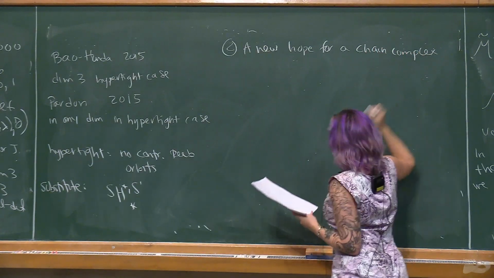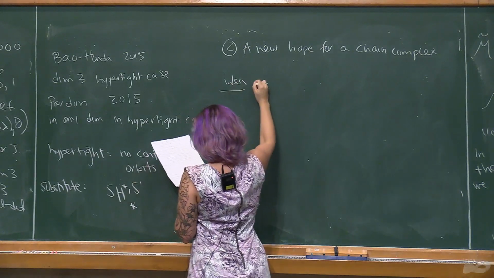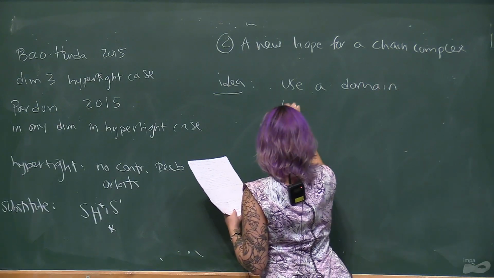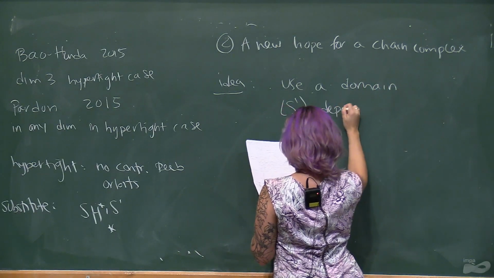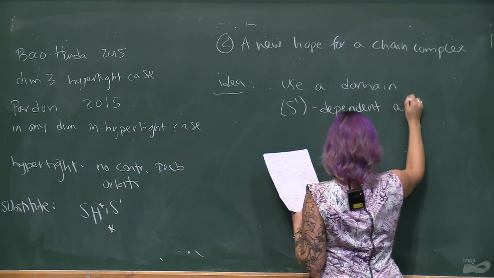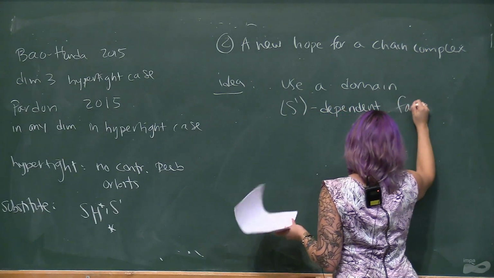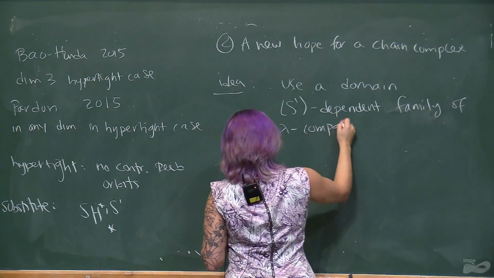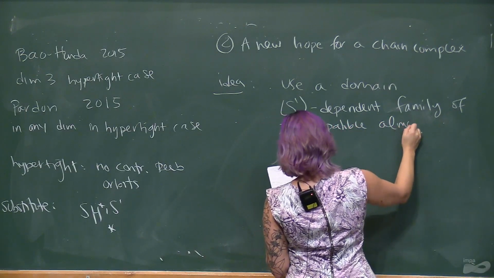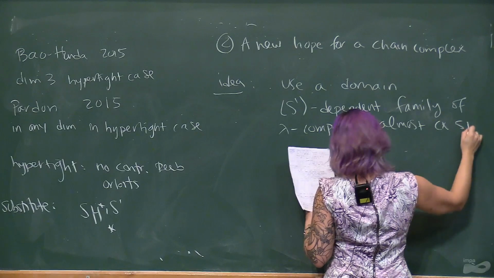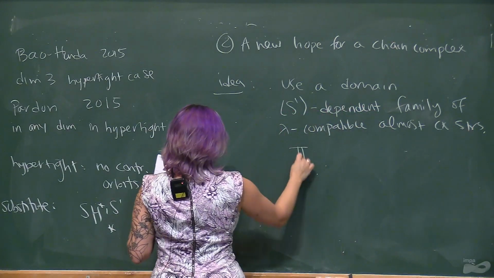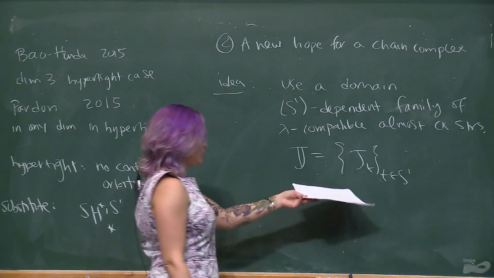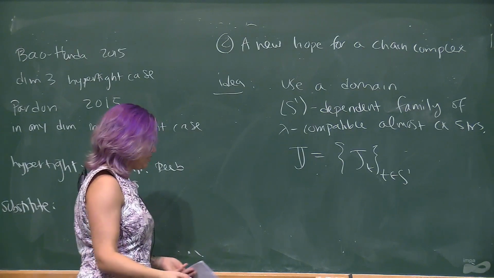So the idea that Michael and I had was to use a domain dependent, so that's going to be an S1 dependent, almost complex structure. It's going to be a family of lambda compatible almost complex structures. So I'll write this as a boldface J, and each J_t is going to be lambda compatible and generic.